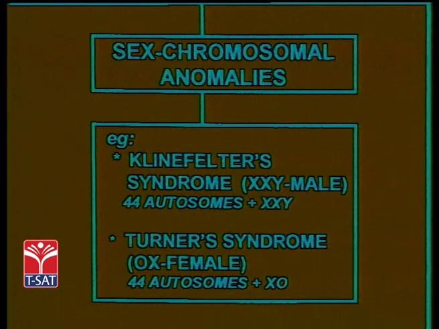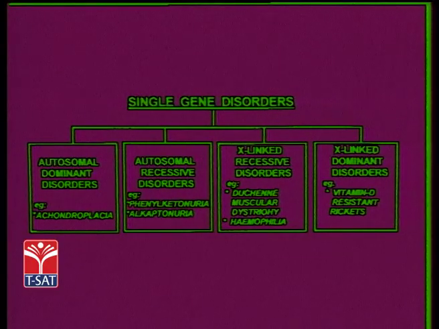The second example for this is Turner syndrome. The karyotype in Turner syndrome is 44 autosomes plus XO. Here we can see the disorder in the sex chromosomes. There is only one X instead of the normal female XX. The second category of disorder is single gene aberrations or Mendelian disorders.